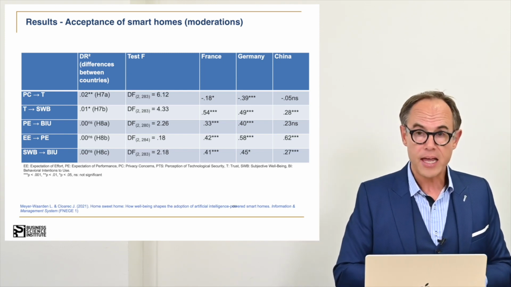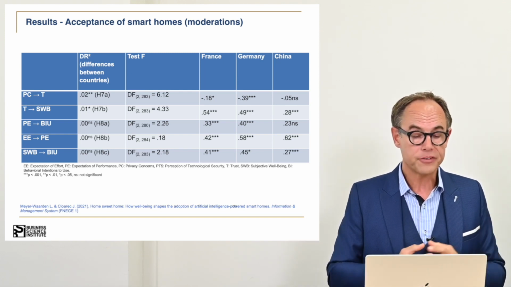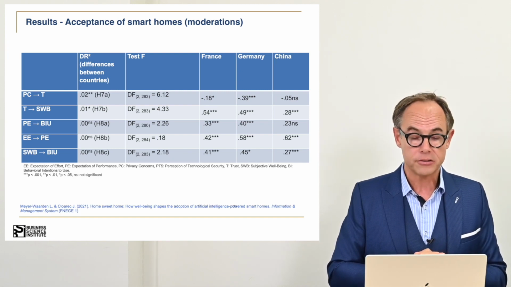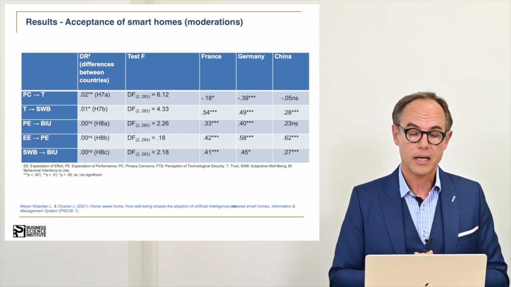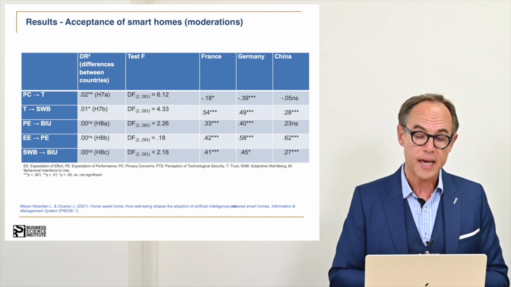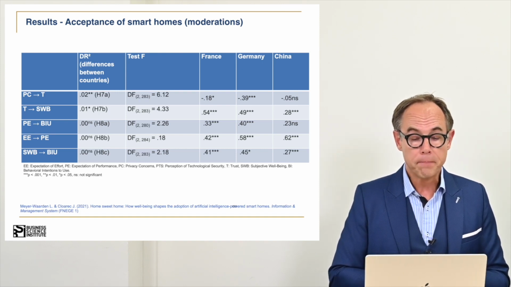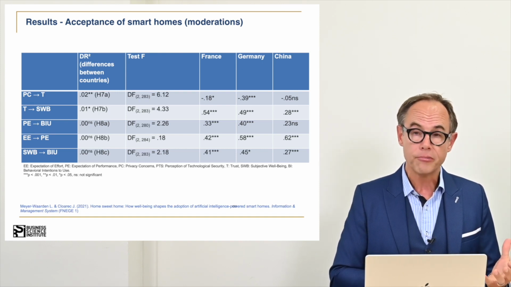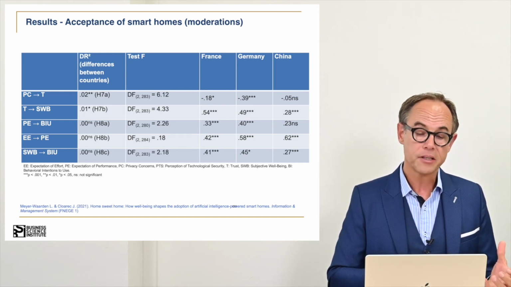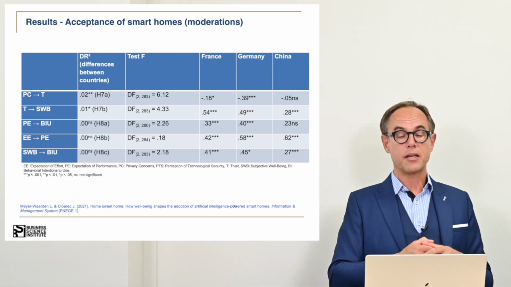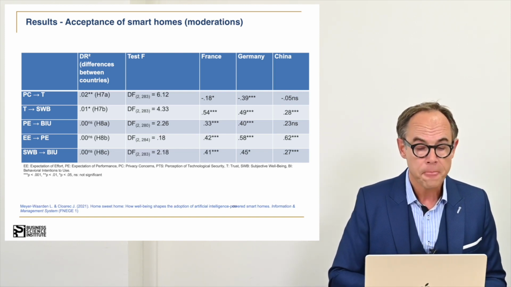In countries with high uncertainty avoidance, Germany and France, privacy concerns have a significant negative impact on trust, whereas in countries with low uncertainty avoidance, such as China, there's no significance. Also, well-being is more important, has more value, in Western countries than in Eastern countries, as you can see, with higher regression coefficients and higher significance levels.